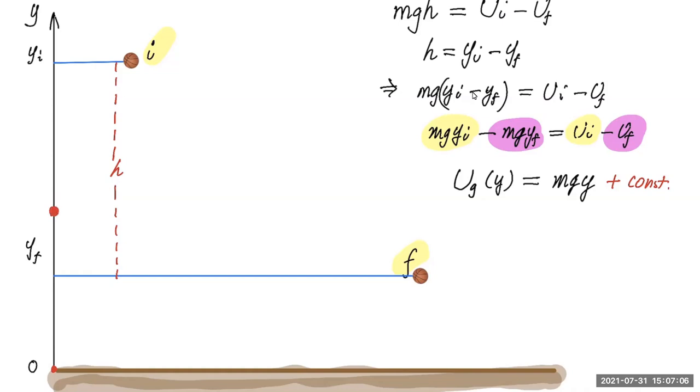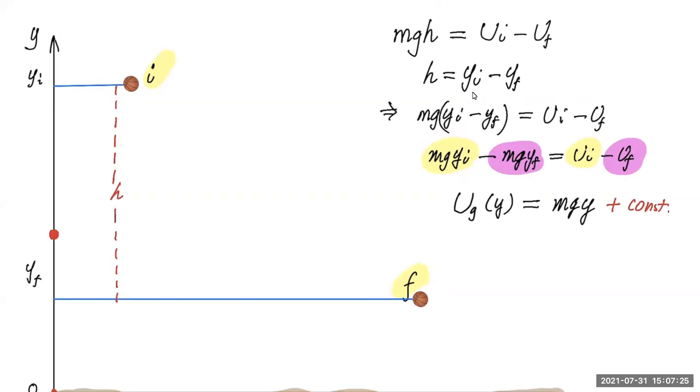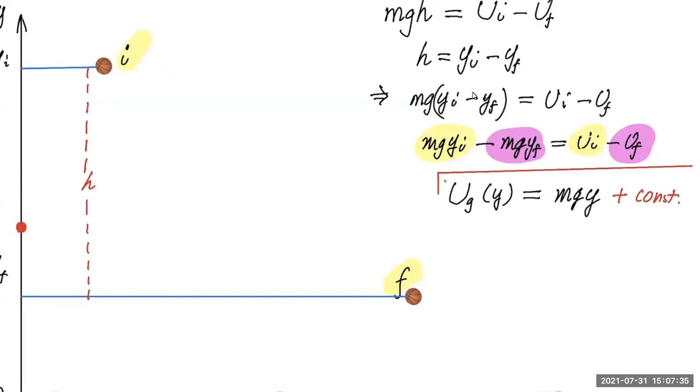If you do so, then every point below that would have a negative potential energy. Every point above that would have a positive potential energy. So that's allowed. Once again, you can define the zero of the gravitational potential energy to be anywhere you want by adjusting the constant, and that is totally allowed. So this is the expression for the gravitational potential energy. It's just mgy plus a constant. Let me box that.